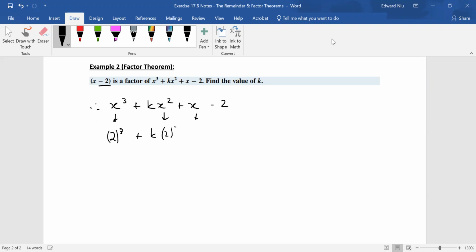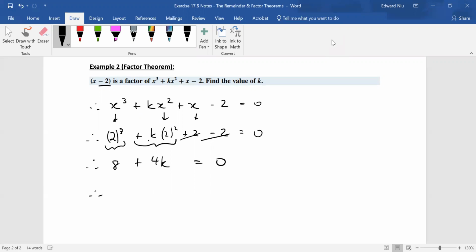So we've replaced all the x's with 2. To actually solve this, we need to make this equal to 0, so we can get k by itself on one side. Before we do that, though, we need to simplify everything down. So 2 cubed is 8. Plus, 2 times 2 is 4, 4k. And they cancel out. And this equals 0.